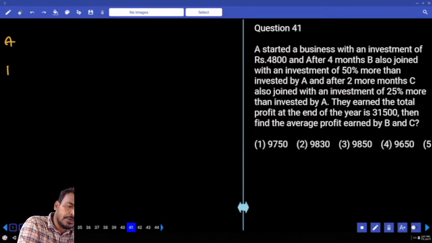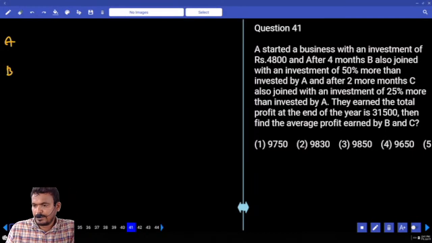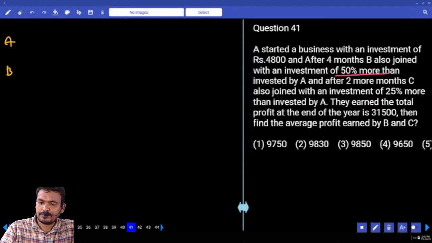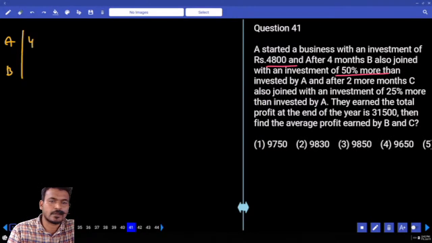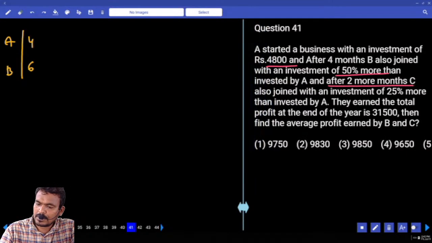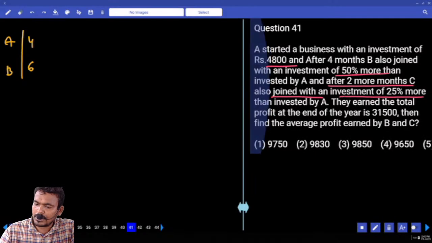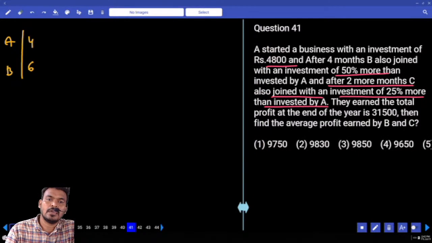A, B. B's investment compared to A's investment is 50% more. Suppose I consider A's investment as 4 parts. A's investment is 4 parts, B's investment is 6 parts. Yes or no? Next, after 2 more months, C also joined with an investment 25% more than A's investment.